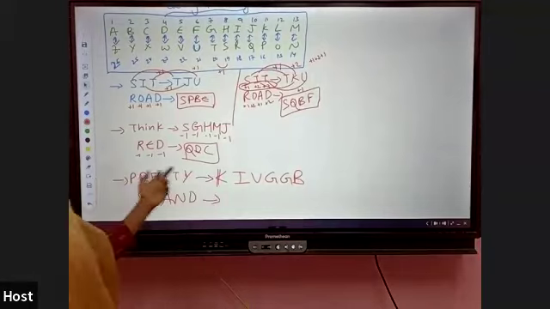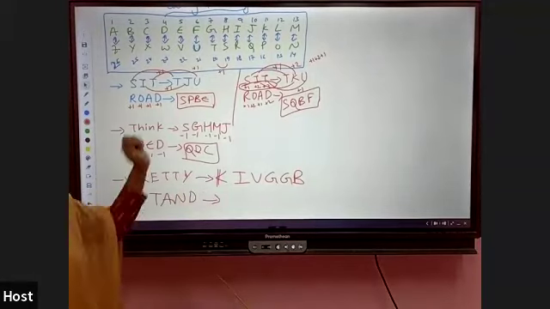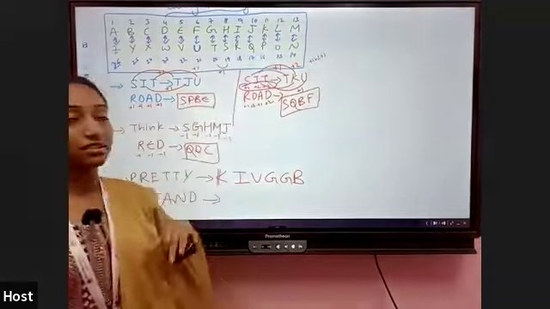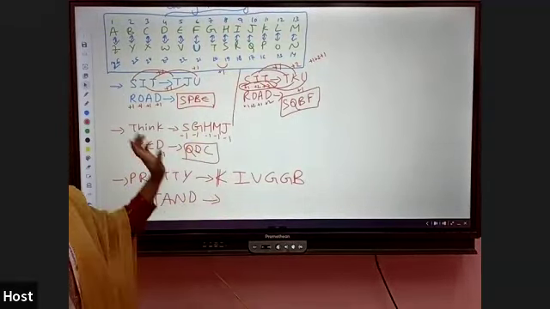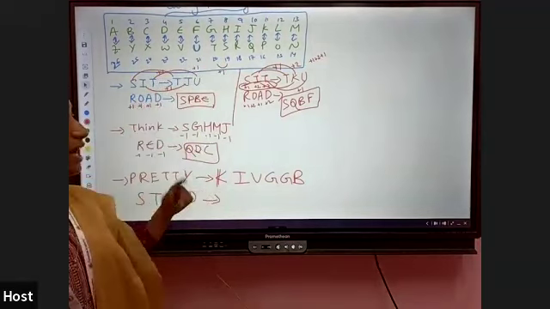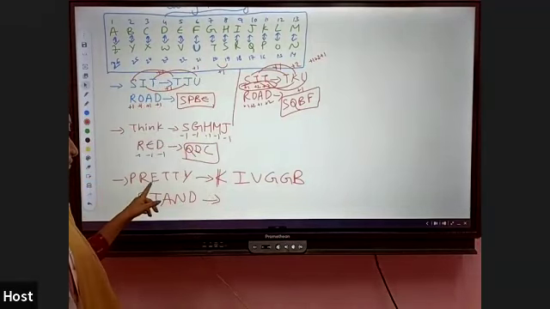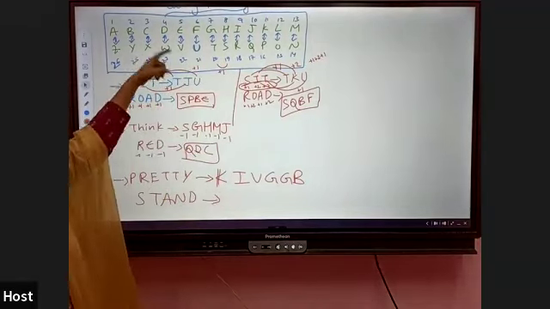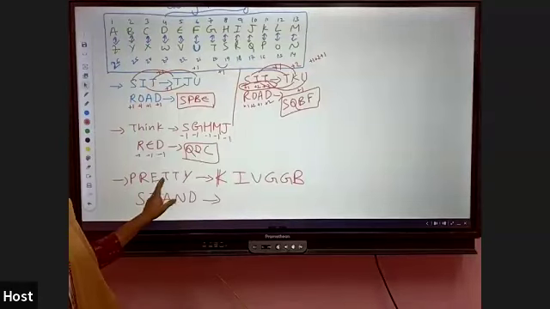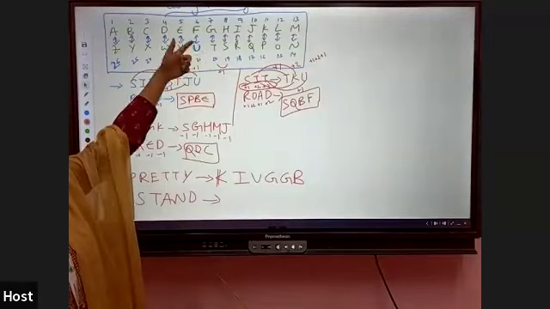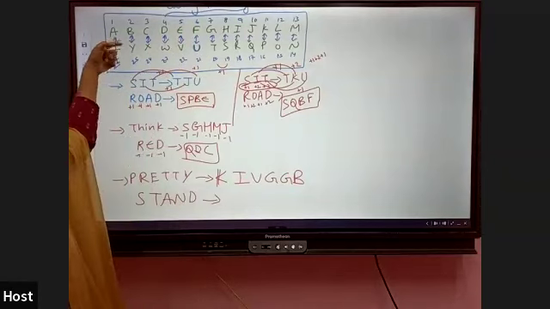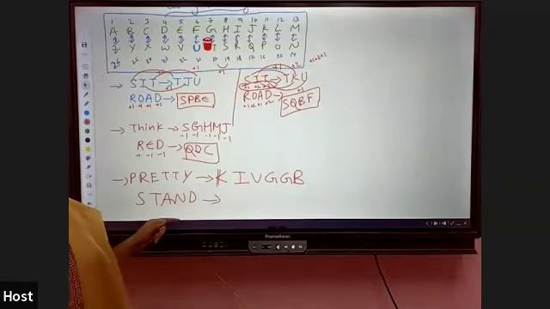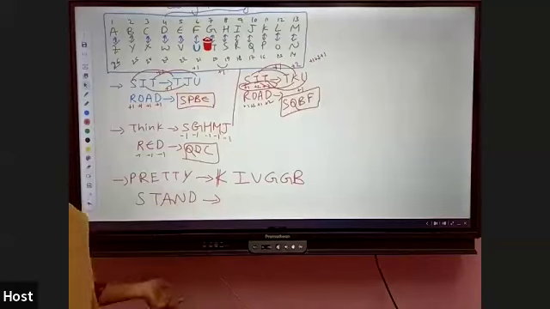So PRETTY. P and K. What is the relation between P and K? P is opposite to K and K is opposite to P. R and I. I is opposite to R, R is opposite to I. E and V. E is opposite to V, V is opposite to E. T is opposite to G, G is opposite to T. Y is opposite to B, B is opposite to Y. So they gave opposite letters.